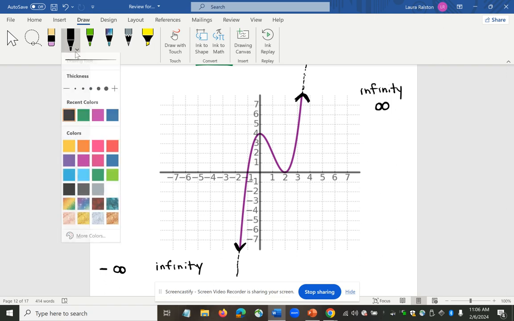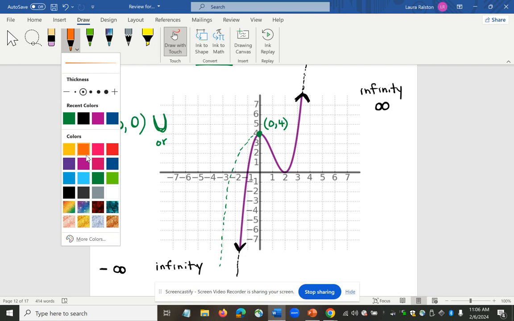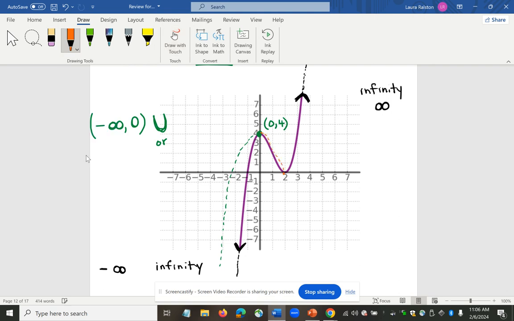So I would begin increasing at negative infinity. And I'm going to keep going until I get to the top of the hill, which occurs at the ordered pair 0, 4. The x value there is 0. Neither endpoint is included. We use a little funky looking u. Mathematically, that means or. We already noted that between 0 and 2, we were decreasing.